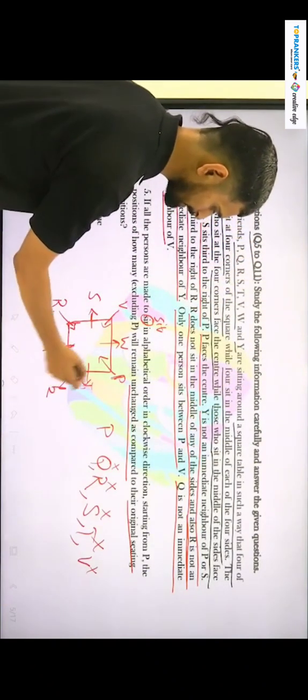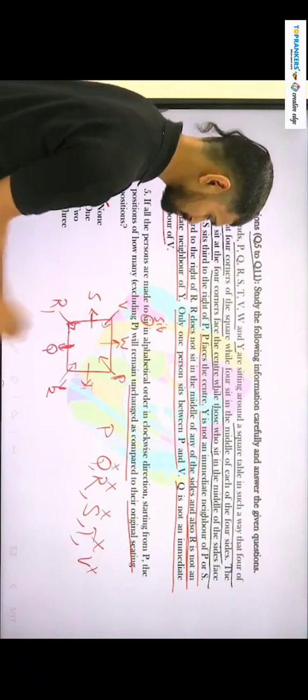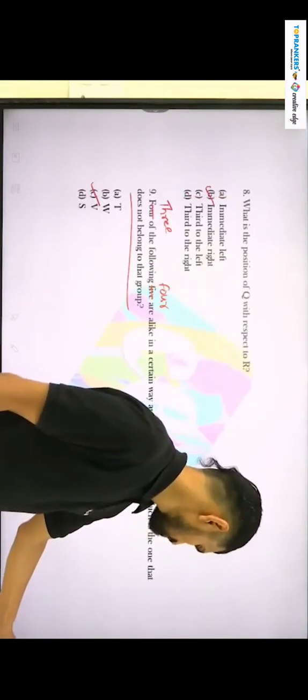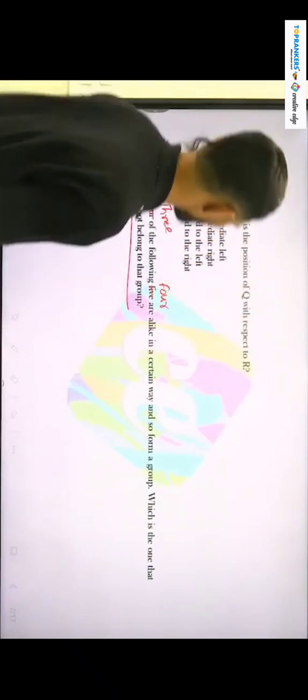Between T and Q. There is one person between T and Q, and 1, 2, 3, 4, 5 persons. Either it is 1 or it is 5. So we have the option 1. So we will be marking 1.